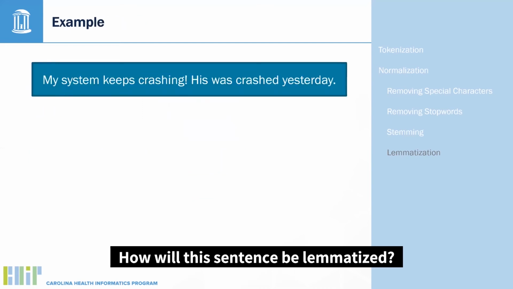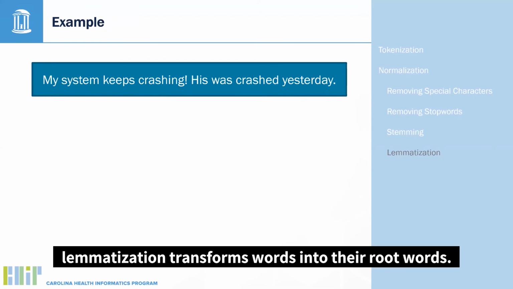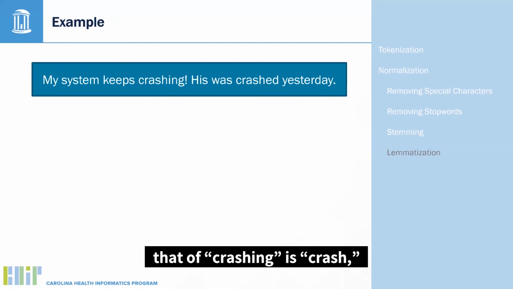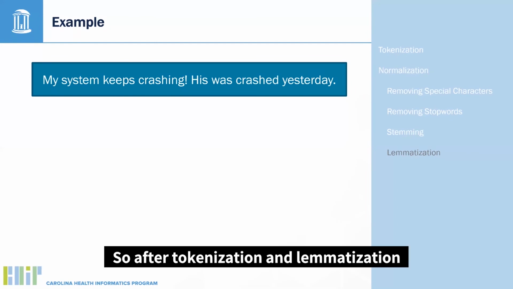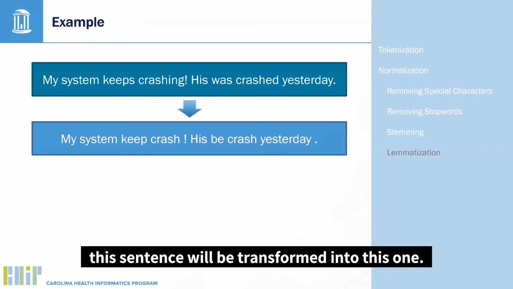How will this sentence be lemmatized? As I said, lemmatization transforms words into their root words. So the root word of keeps is keep, that of crashing is crash, and so on. How about was? The word was will be transformed into its root word be. So after tokenization and lemmatization, this sentence will be transformed into this one.